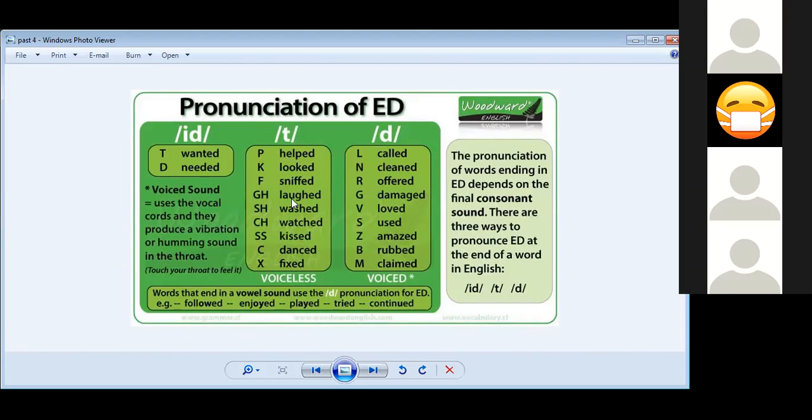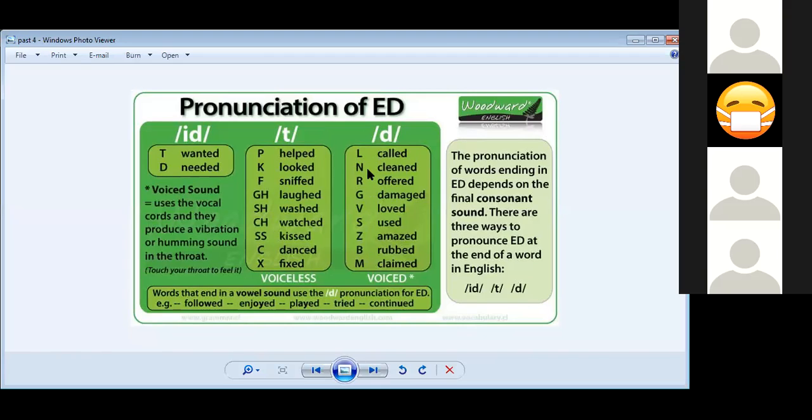danced, fixed. Can you notice? I pronounce ED as "t". When the verb ends with P, K, F, SH, CH, S, and X, I pronounce ED as "t", okay? Good, excellent.